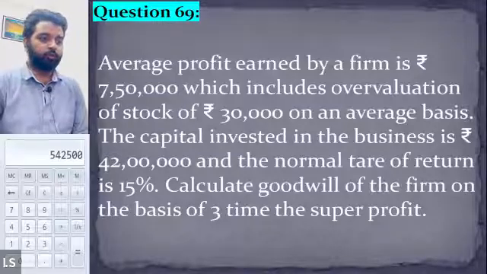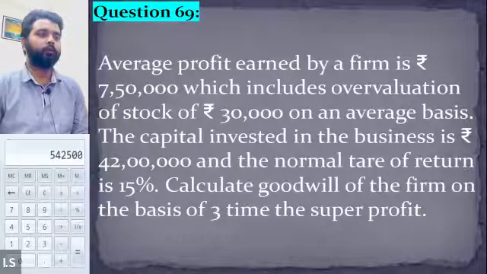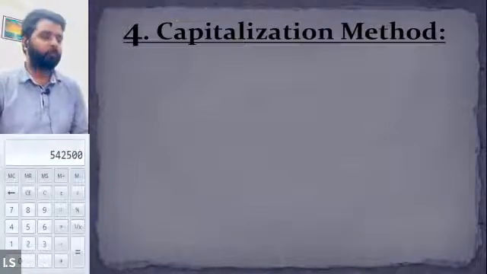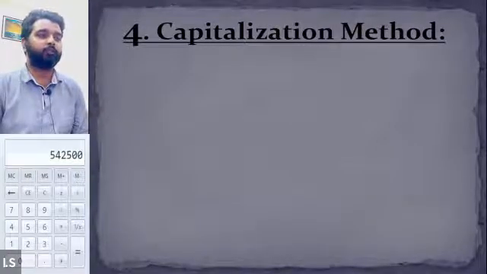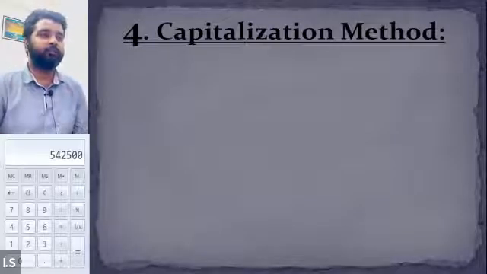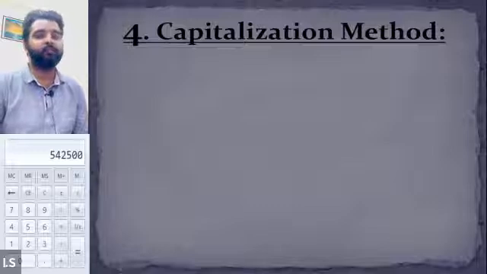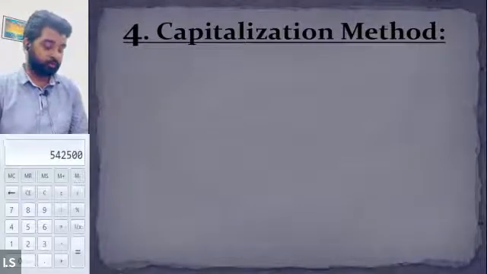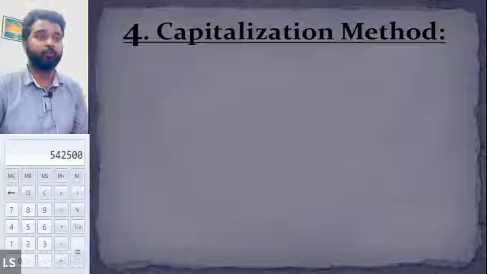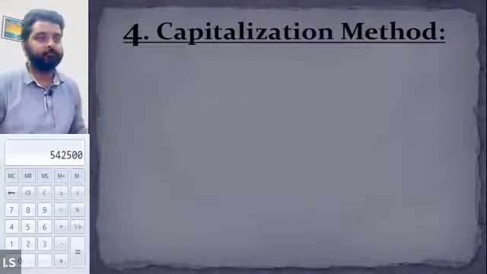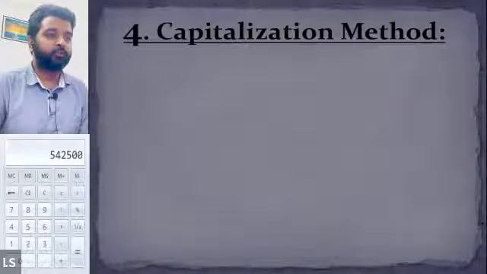Moving on to our new concept. Let's now talk about the capitalization method. Capitalization. This is the last method of the valuation of goodwill. And after this topic, we will be starting with a new concept, which will be the reconstitution of the firm, or we also call that change in profit sharing ratio. Anyway, let's first of all finish this topic, capitalization method of the valuation of goodwill.